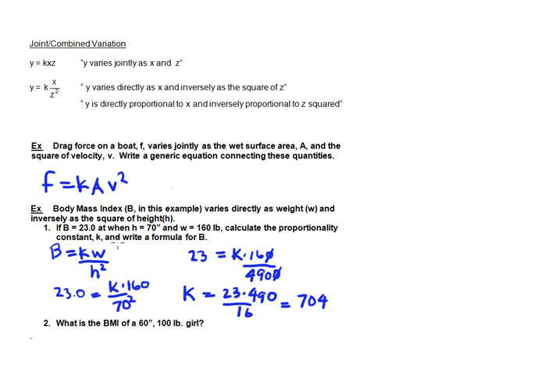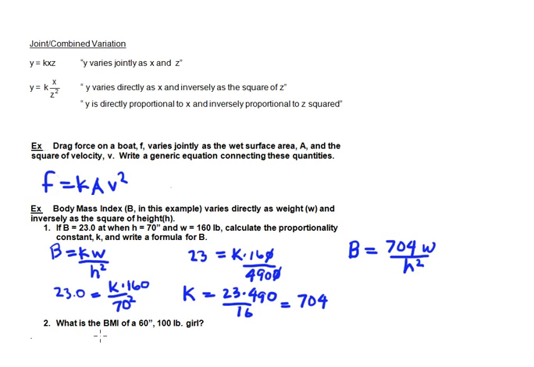And so we are told to write a formula for B. So we started off with our generic equation, which basically has all the relationships intact, and the only thing that we're needing is to find that value of k and put it back into the equation. So now I'll do that, and I've got that B is equal to, and then again the value of k is 704, times W, but divided by h squared. So this is my specific equation. It can be used to calculate the BMI for any given height and weight combinations that are given to us.